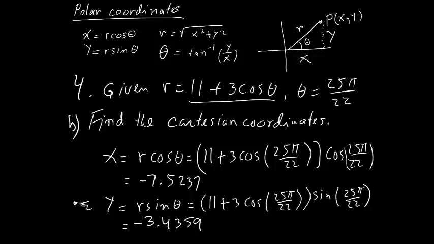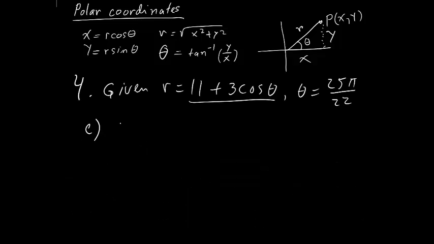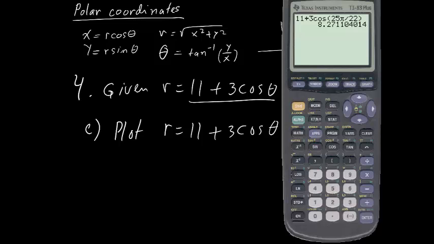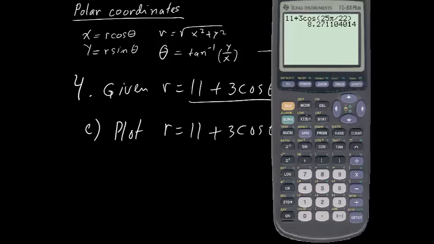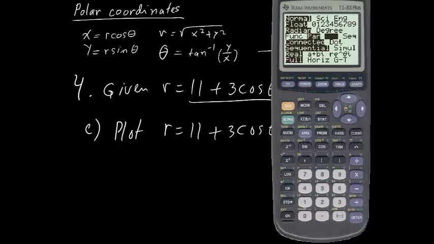C part. Plot r equals 11 plus 3 cosine theta. So then we go to the graphing calculator. In the graphing calculator, we go to the mode, just to make sure that we are in polar coordinate. So scroll down, go to polar coordinate. I'm using TI 83. 84 will be the same type. If you are using other graphing calculators, you can adjust accordingly.